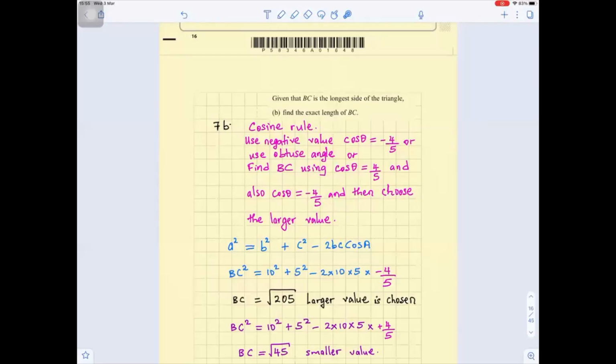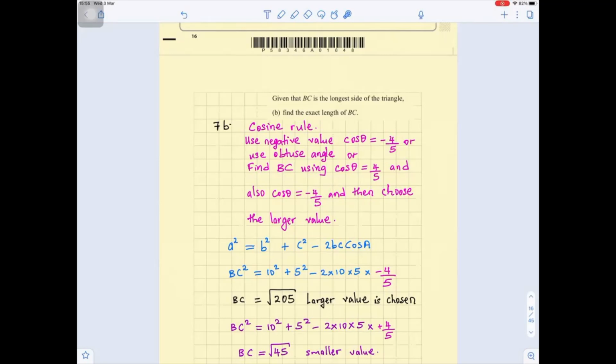Given that BC is the longest side of the triangle, find the exact length of BC. So we use the cosine rule and then use the negative value of cos theta, minus 4 over 5, or use the obtuse angle, or find BC using cos theta equals 4 over 5, and also cos theta is minus 4 over 5, and then choose the larger value. So those are the different options we can do.